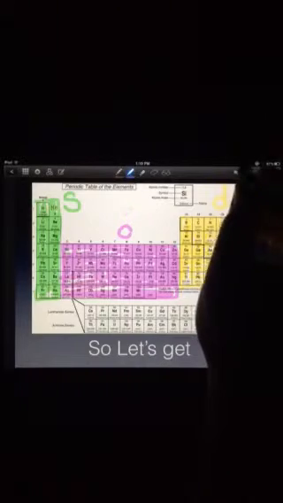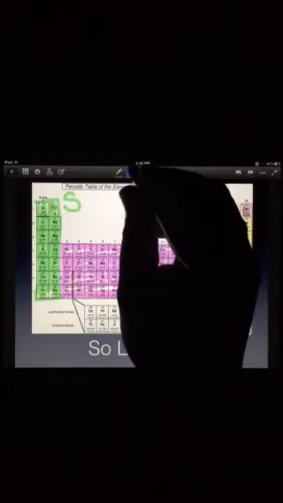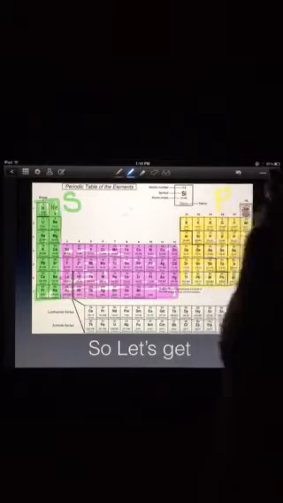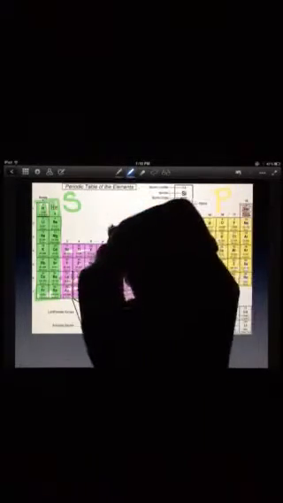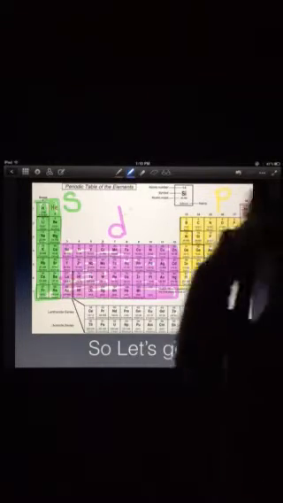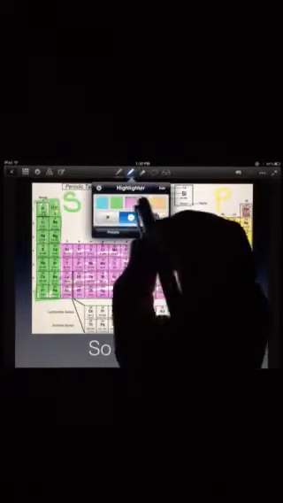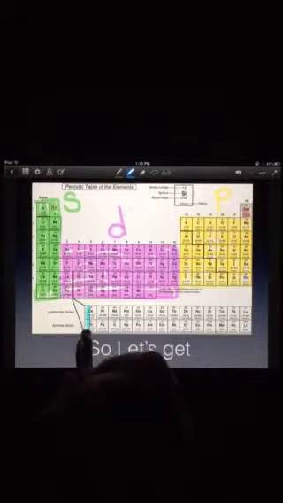Oops, I labeled that wrong. I'm so sorry. This is the P block. My apologies. This is your P block. This is your D block. These are your double dumbbells. These are just your dumbbells. And the last thing we have is our F block.